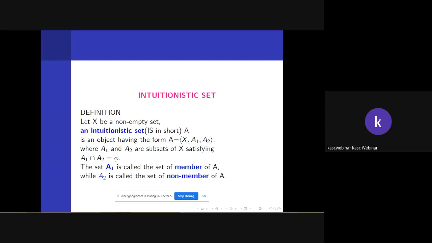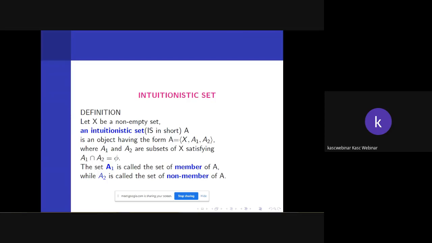What I want is the number of students passed. So that will be the member I'm going to consider. So always I'm considering the number of students passed. Automatically, its complement would be the number of students who fail. So that will be the non-member.